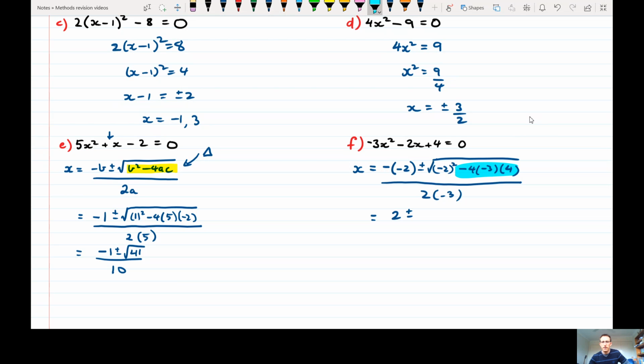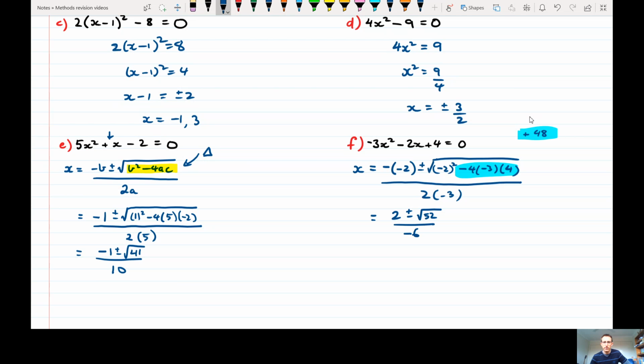that simplifies into 4 times 4, which is 16, times 3 is 48. So it's plus 48. We can do 4 times 3 is 12, times 4 is 48. 2 negatives multiplying gives you a positive. So this is 4 plus 48, which gives you square root of 52 over -6.